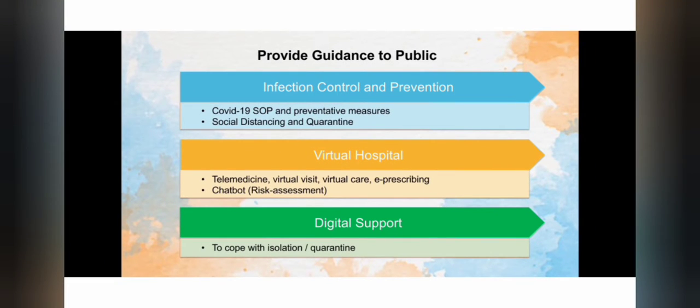Good day everyone. I'm going to brief about how social media provide guidance to public during COVID-19 pandemic. The first one is infection control and prevention. The social media, as an example like YouTube platform, providing videos of the standard operating procedure of COVID-19 and the preventive measures like wearing masks and always sanitized hands, and also how social distancing and quarantine helps in breaking chain of infection.